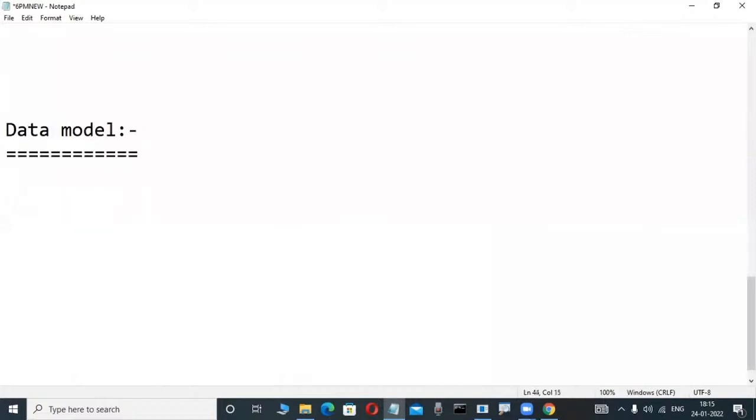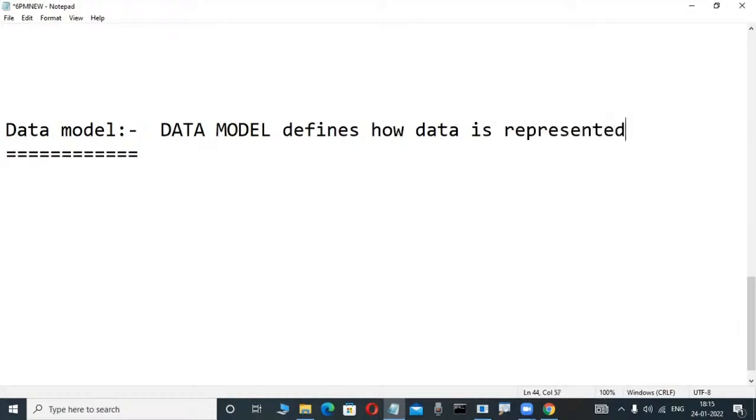Data model represents how data is represented. A data model defines how data is represented at the logical structure of the database. Observe here, how easy the definition is. The logical structure of the database.